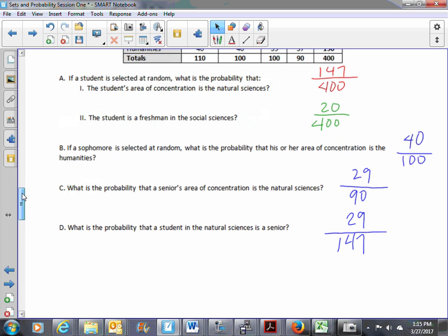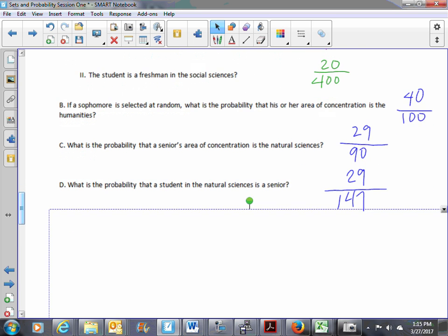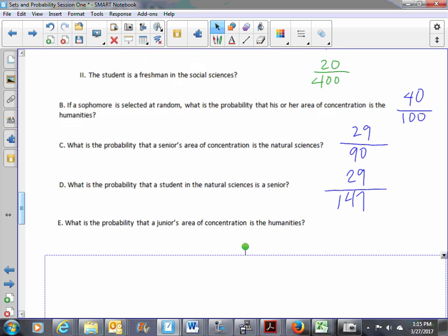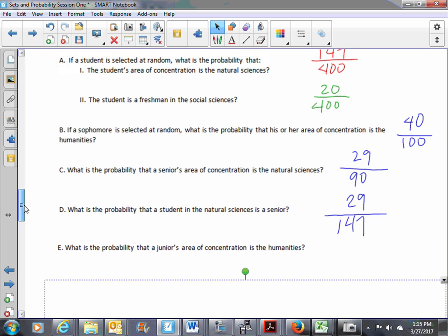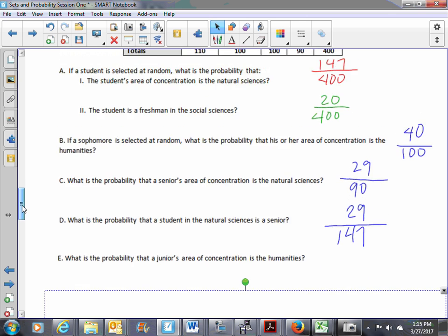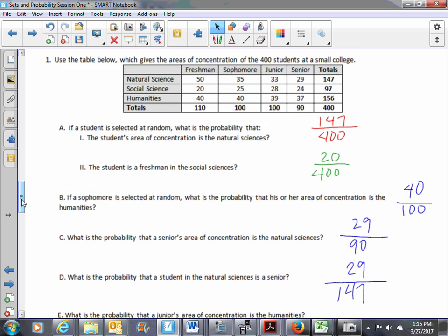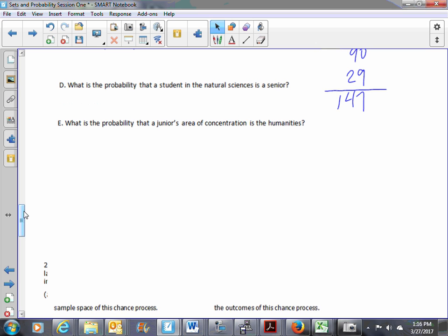I think that takes care of the questions on this one. No, it doesn't. What is the probability that a junior's area of concentration is humanities? We'll go back up here. There are 100 juniors, and the juniors that concentrate in humanities are 39. So 39 over 100.